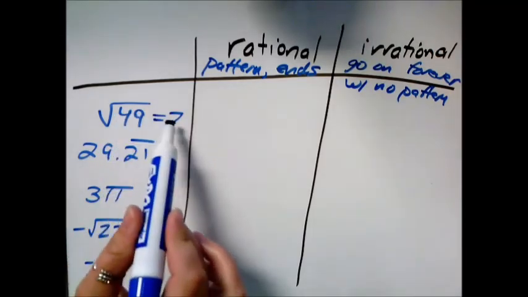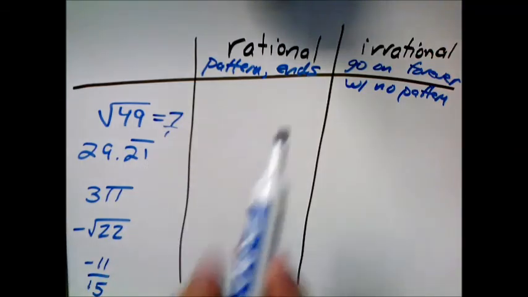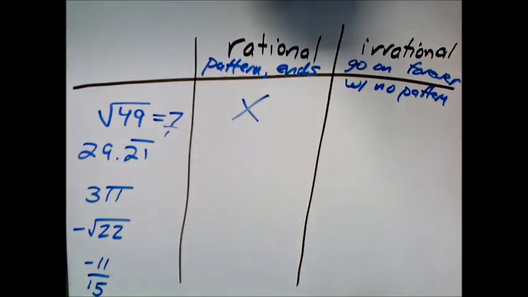But be careful, square root of 49 is 7. And so 7 over 1, that's definitely a fraction. So all whole numbers are automatically fractions, that's rational.